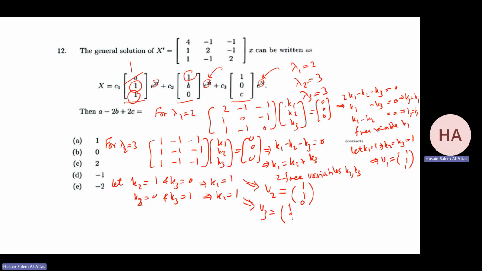And this implies V3 is 1, 0, 1. So very clear to me, this is C is 1 and B is also 1. Correct? Yeah. Actually, it comes like that, or it will be a scalar multiple so that you can figure it out. So what I need is A minus 2B plus 2C. That is 1 minus 2 plus 2, which is 1. So this is my answer.